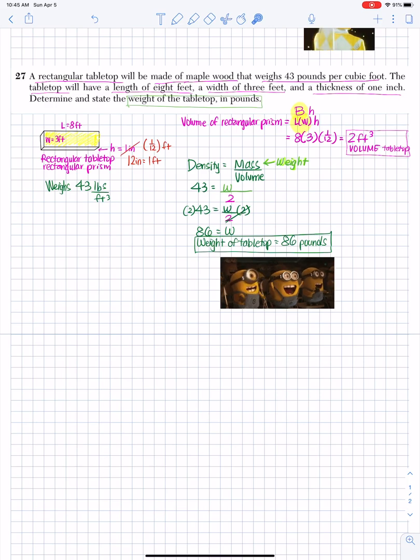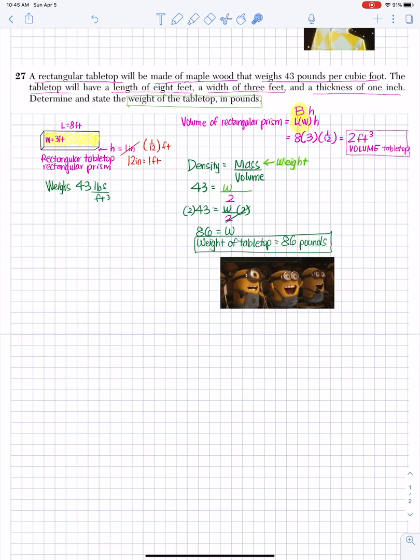Alright, so the problem reads as follows. A rectangular tabletop will be made of maple wood that weighs 43 pounds per cubic foot. When they say weighs 43 pounds per cubic foot, that is another word for density. The tabletop will have a length of 8 feet, a width of 3 feet, and a thickness of 1 inch. This may be where some of you might struggle. What is thickness? We'll talk about that soon. Determine and state the weight of the tabletop in pounds.